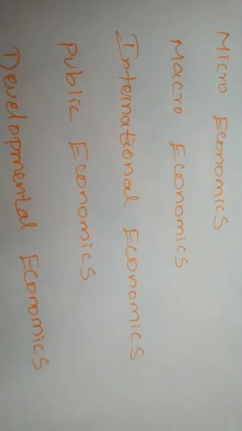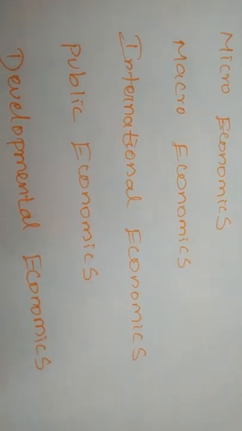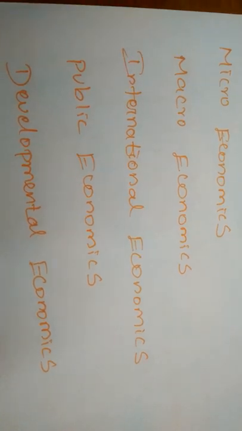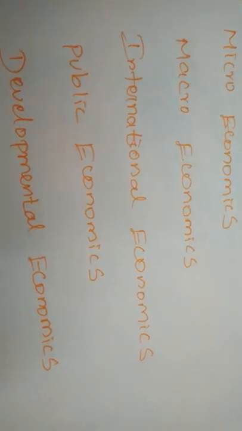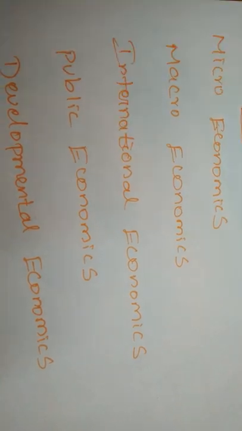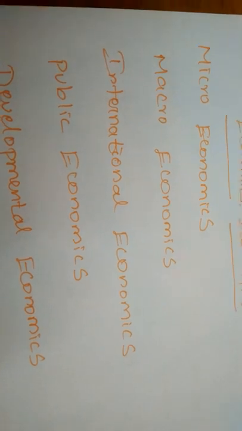Different kinds of markets means monopoly, perfect competition, duopoly, oligopoly; different kinds of markets are there. Under the different kinds of markets, how business activity operates is studied by microeconomics only.